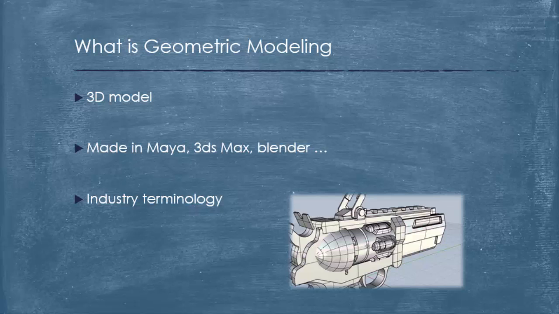So, what's geometric modeling? Geometric modeling is, in essence, 3D models. Anything, not even 3D models as such, any type of model that you input into your game. It can be like a 2D model, like a square, but in our case it's mainly 3D models, because we're making a 3D engine. They tend to be made in programs such as Maya, 3ds Max, Blender.